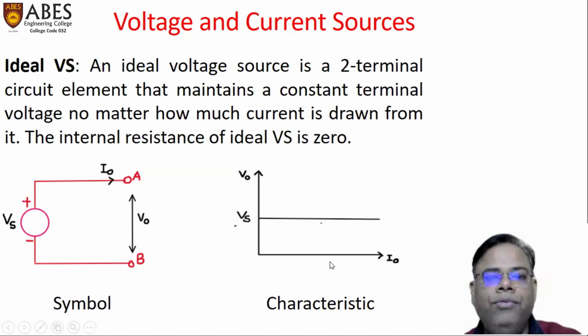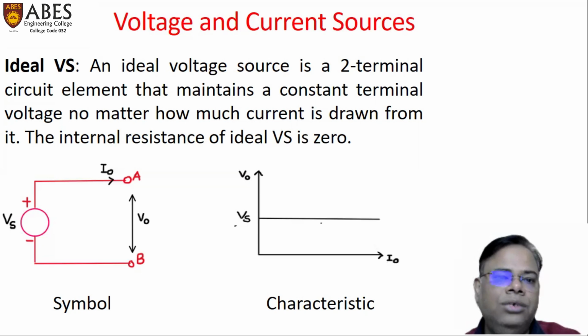This one is the V-I characteristic of ideal voltage source. As you can see here, in this characteristic, output voltage remains constant at any value of output current. It means at any condition, ideal voltage source will deliver a constant voltage level. The next property of this ideal voltage source is that the internal resistance of ideal voltage source is 0.